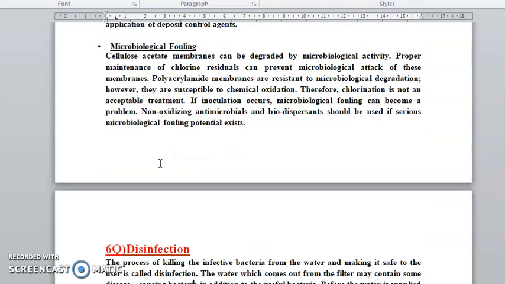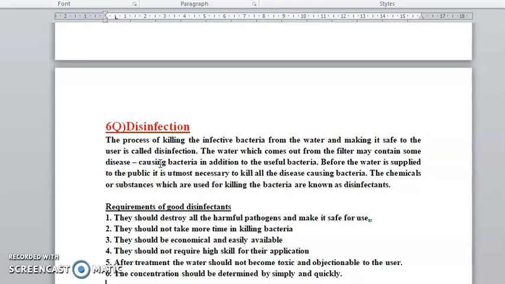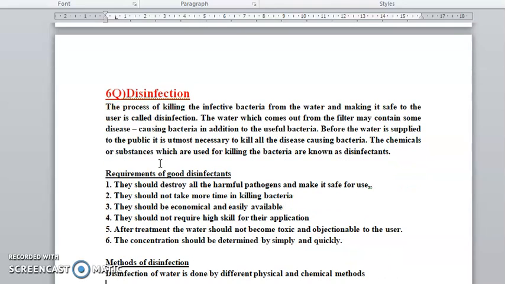Now we go for the next part, disinfection. Okay, the process of killing infected bacteria from the water and making it safe for use is called disinfection. The water which comes from the filter may contain some disease-causing bacteria in addition to useful bacteria. Before the water is supplied to the public, it is absolutely necessary to kill the disease-causing bacteria. The chemical substances which are used for killing the bacteria are known as disinfectants.